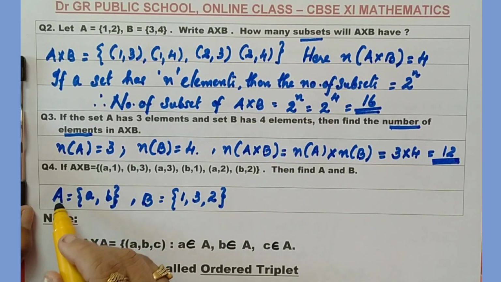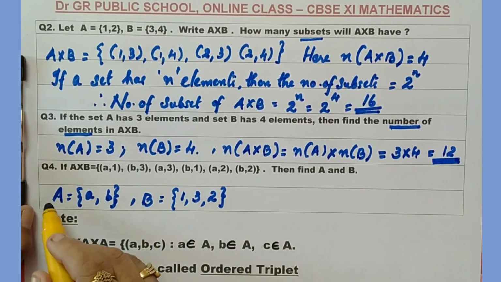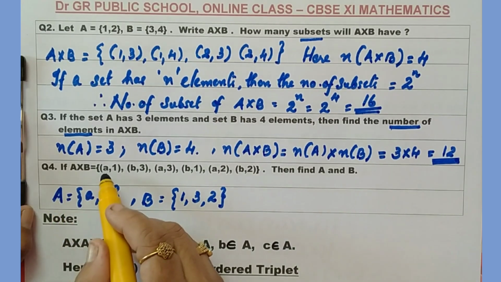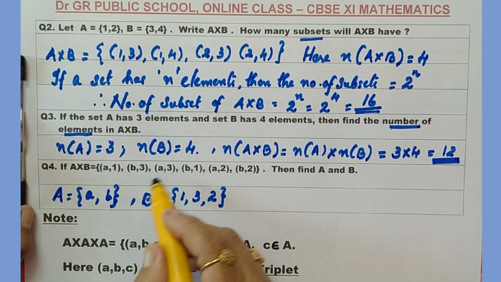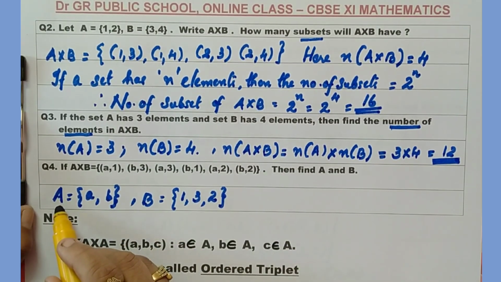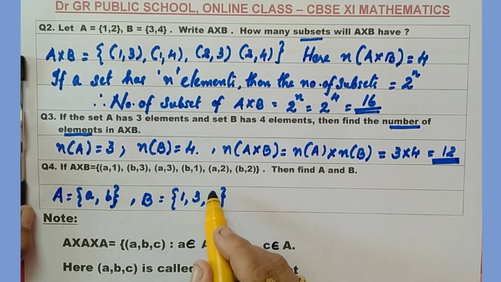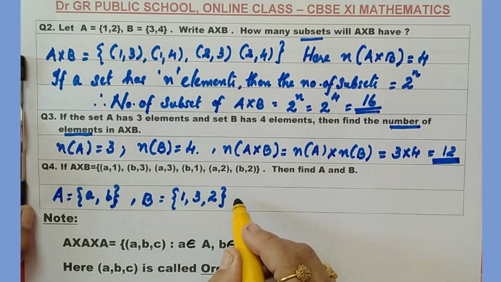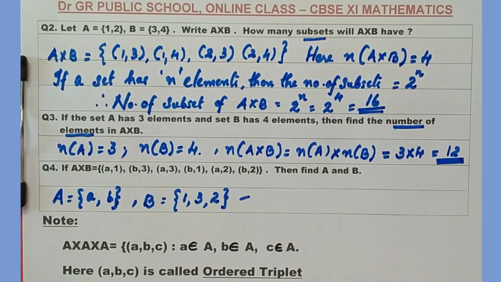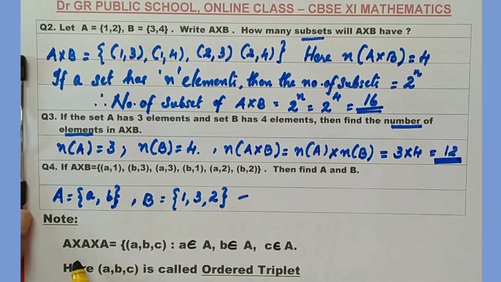So to find the sets A and B, you need to take the first element from each ordered pair, which constitutes the set A, and the second element from each ordered pair, which constitutes the set B. So very important. Now, try to note this one also.